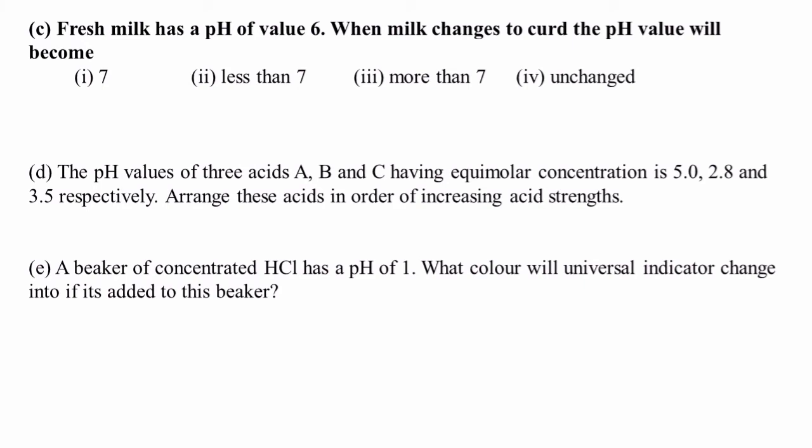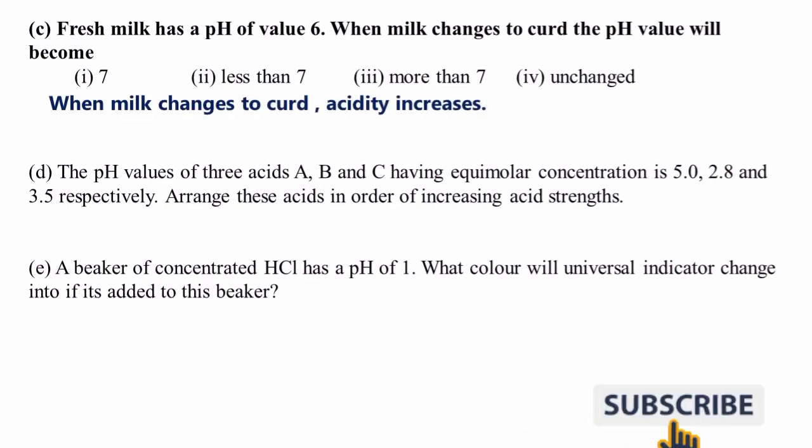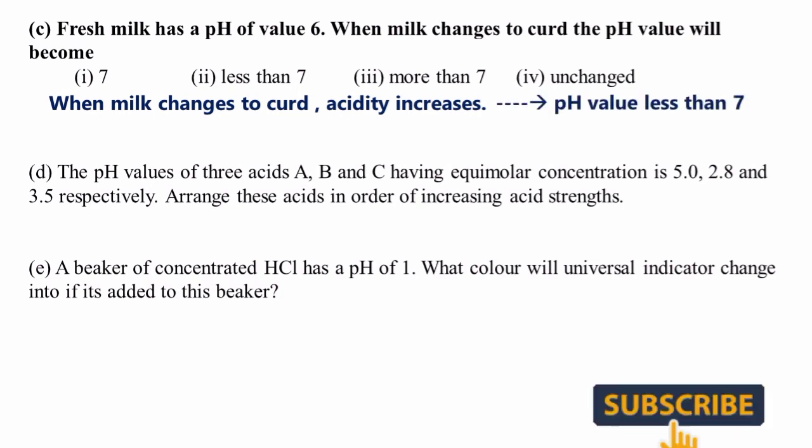Fresh milk has a pH value of 6. When milk changes to curd, the pH will become, options are 7, less than 7, more than 7 and unchanged. So already milk is slightly acidic. When it changes to curd, the acidity is actually increasing. So if the acidity increases, obviously the pH value will be less than 7. So the correct option here is option 2.